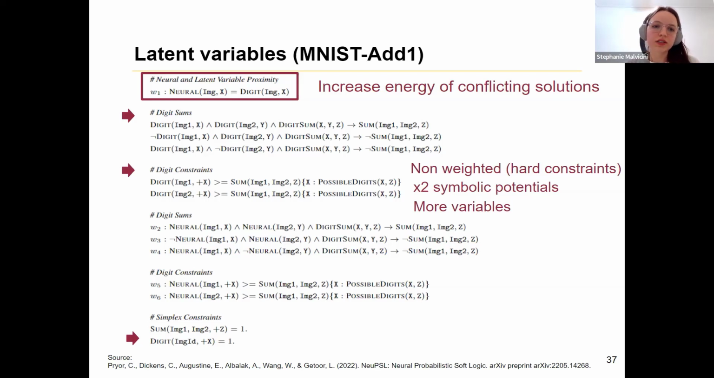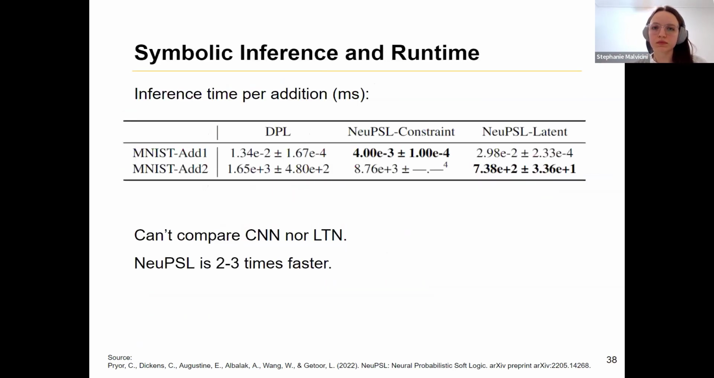Something else we can see is that they have to duplicate the rules and the constraints. They are the same ones, but instead of using neural, they use digit, and they don't have a weight since they represent hard constraints. And also, in this version, the number of potentials is duplicated, and you have more variables to learn and to keep in mind when doing the reasoning.